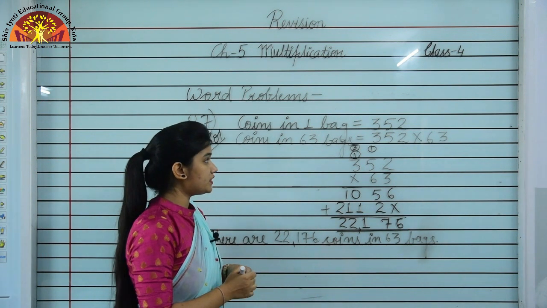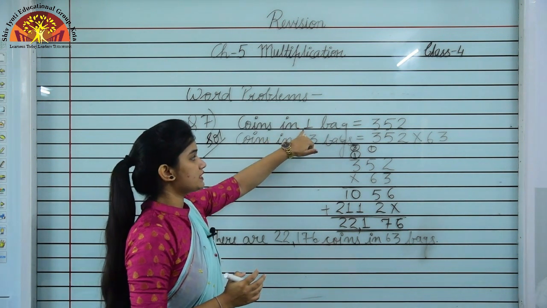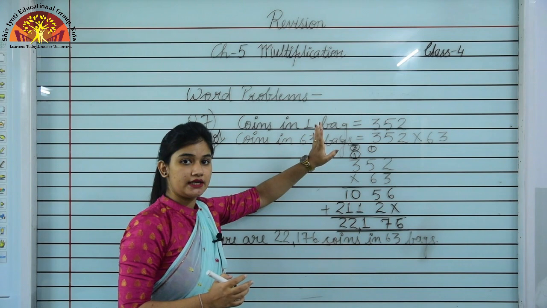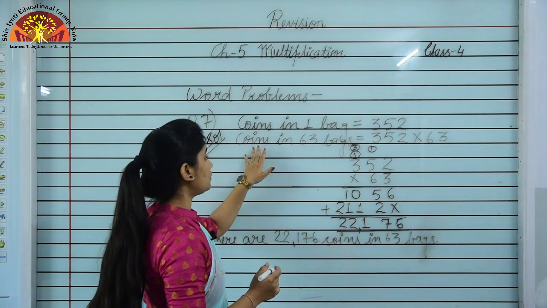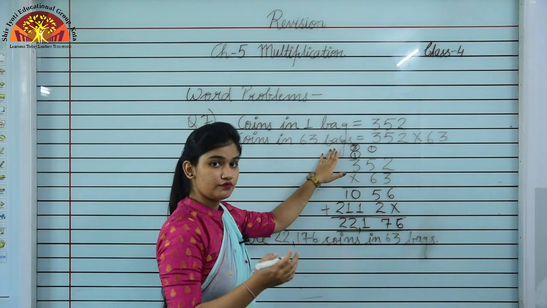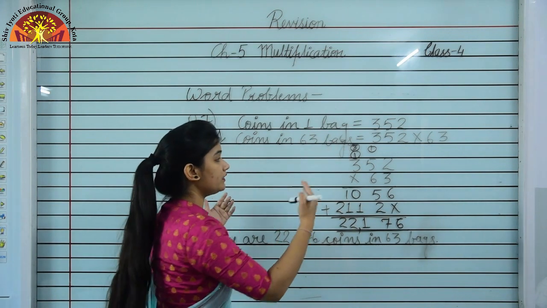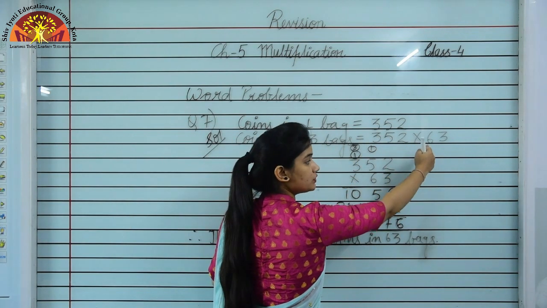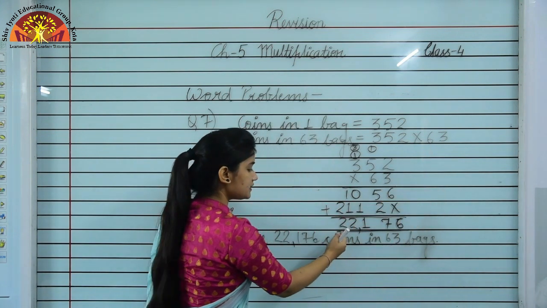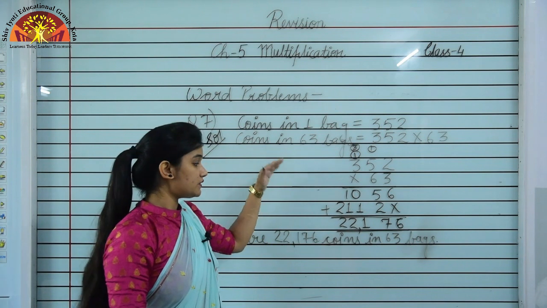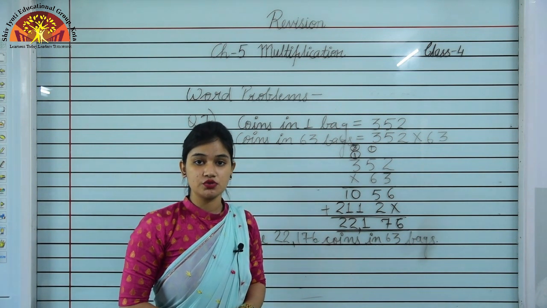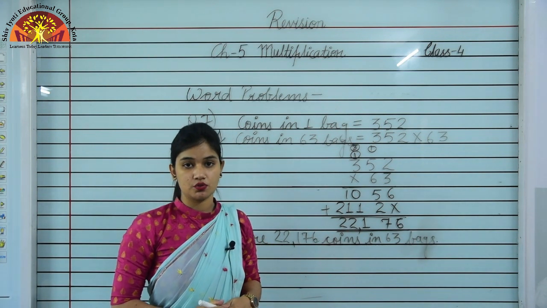Is it clear students? Coins were given for one bag. एक बैग के लिए हमें coins given थे, that was 352 and the coins in 63 bags we have to find, वो हमें find करना पड़ेगा, that will be 352 into 63 and the answer is 22,176. So in this way you can solve the word problem students. I hope you understood this chapter well. Thank you.